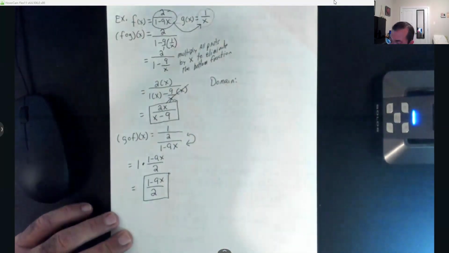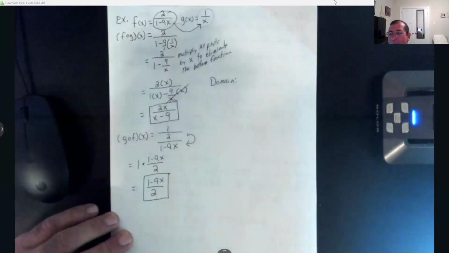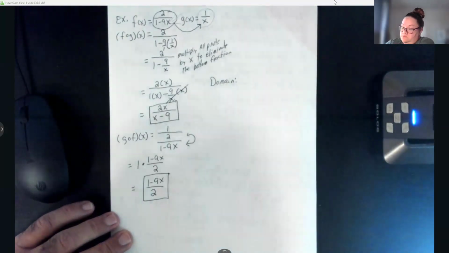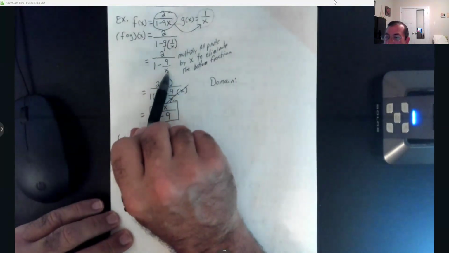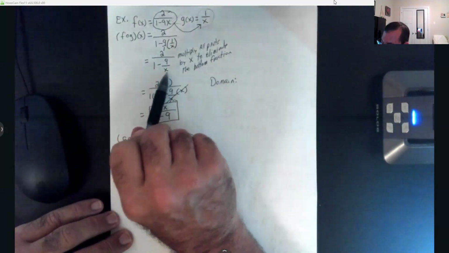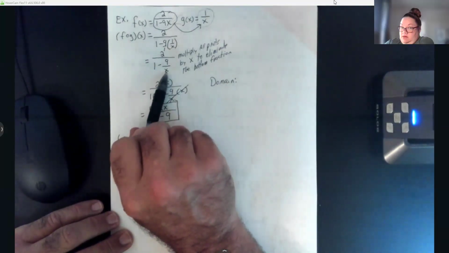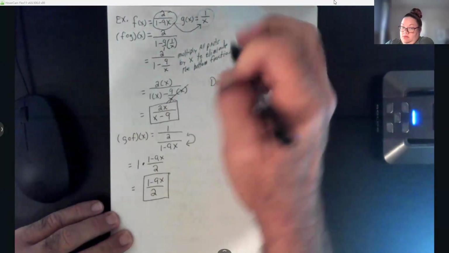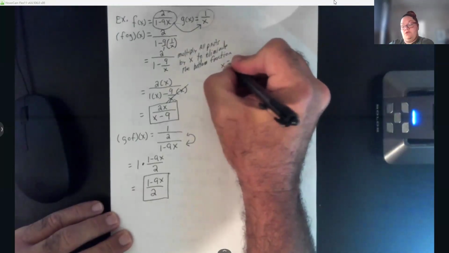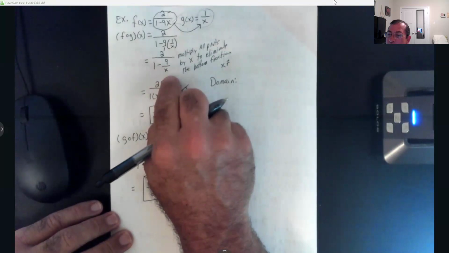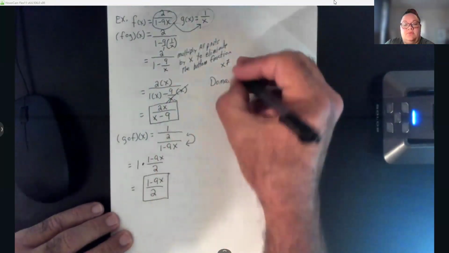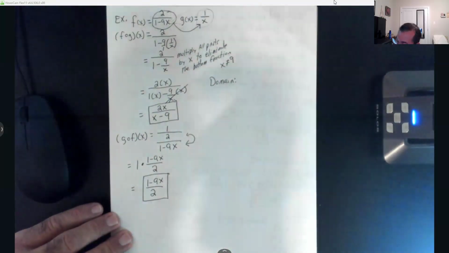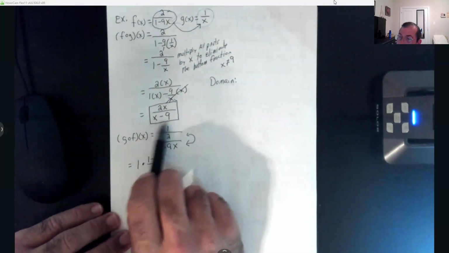Well, let me ask y'all this. Is this domain going to be all real numbers? No. So we have to find spots where we have to look. Y'all see right here, you got an x in the denominator. What can that x not equal? 9. Well, 9 divided by 9 is 1. You would do it from the 2x at the bottom, not that one. So x cannot equal 9 because of that.